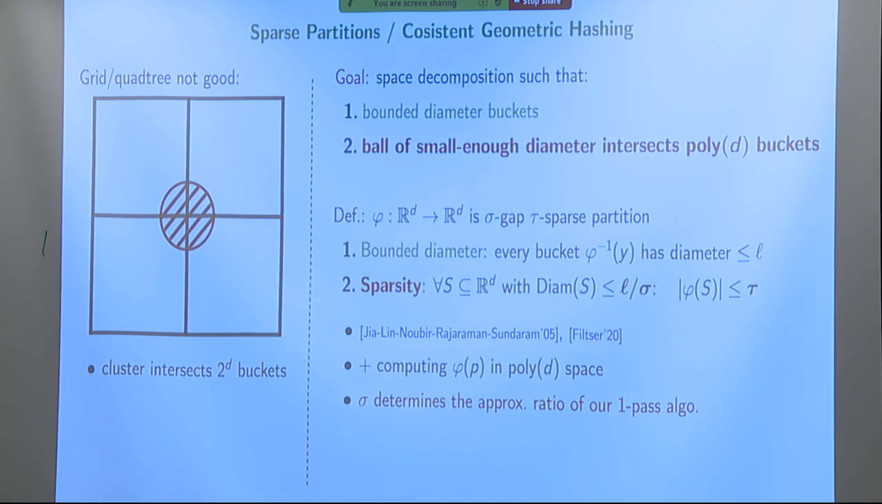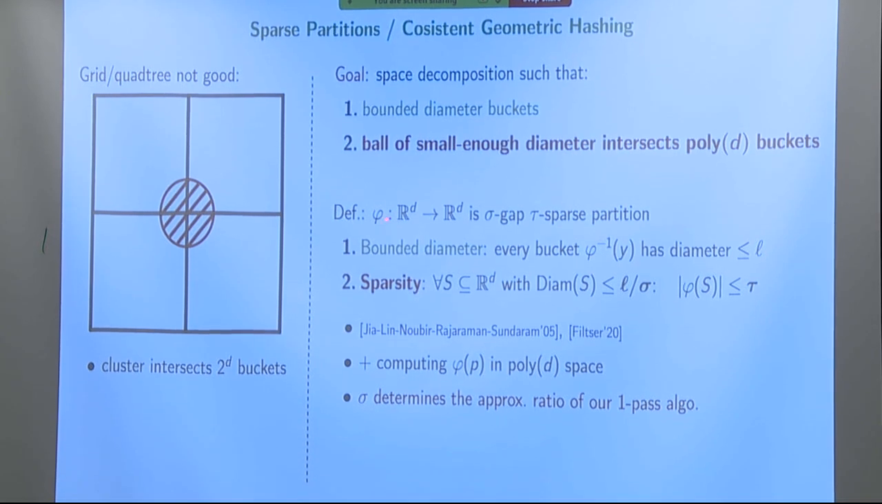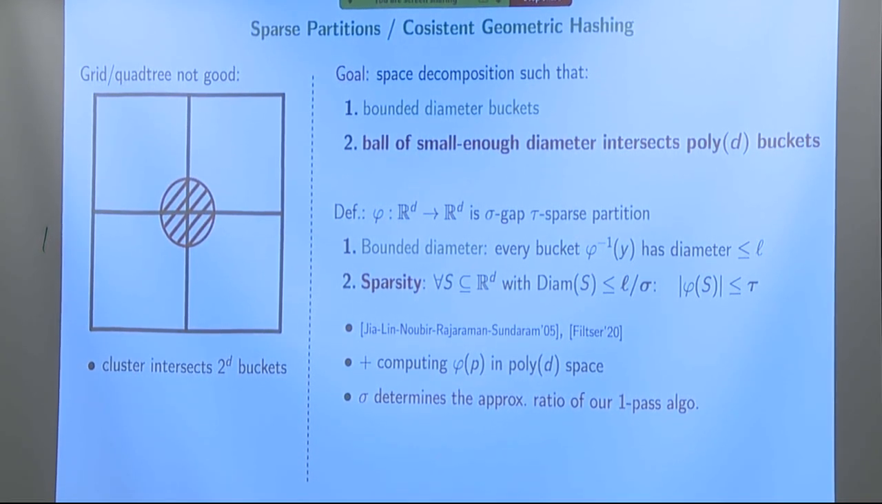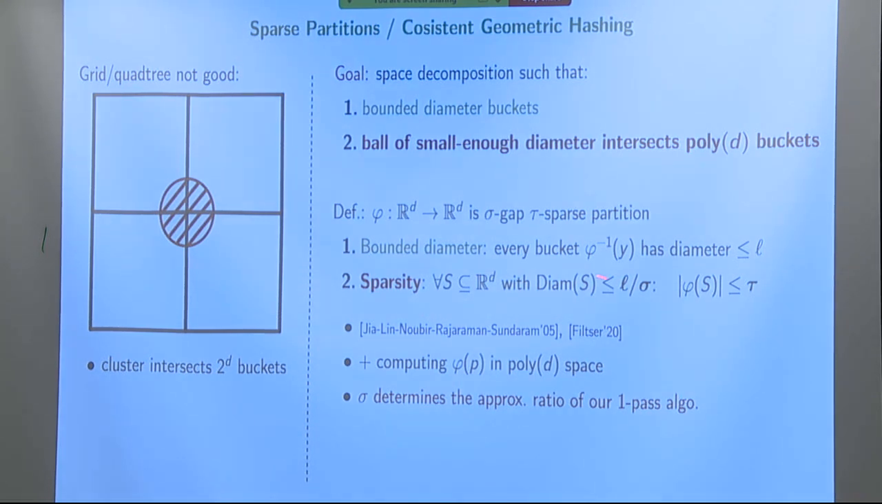Okay, so let me go back to the definition of sparse partitions. I made one slight change. We think more of it as a hash function. That's why we also call it consistent geometric hashing. It's really the same definition. The buckets of the hash function have bounded diameter for any given L, and have the sparsity property that any set of small enough diameter, up to this gap or padding parameter sigma, intersects a small number of buckets. So this is pretty much the definition that Arnold told us.